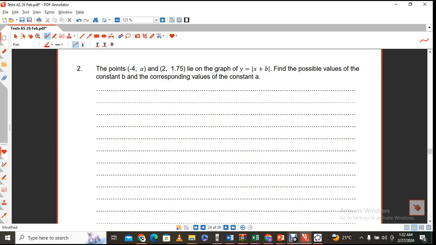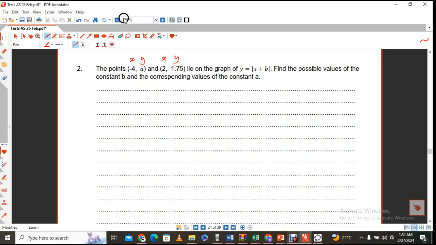It says the points -4, a. So remember, this is a coordinate point, so that's the x coordinate and the y coordinate respectively. They lie on the graph of y equals the absolute value of x plus b. They say find the possible values, plural, of b and the corresponding values of a.